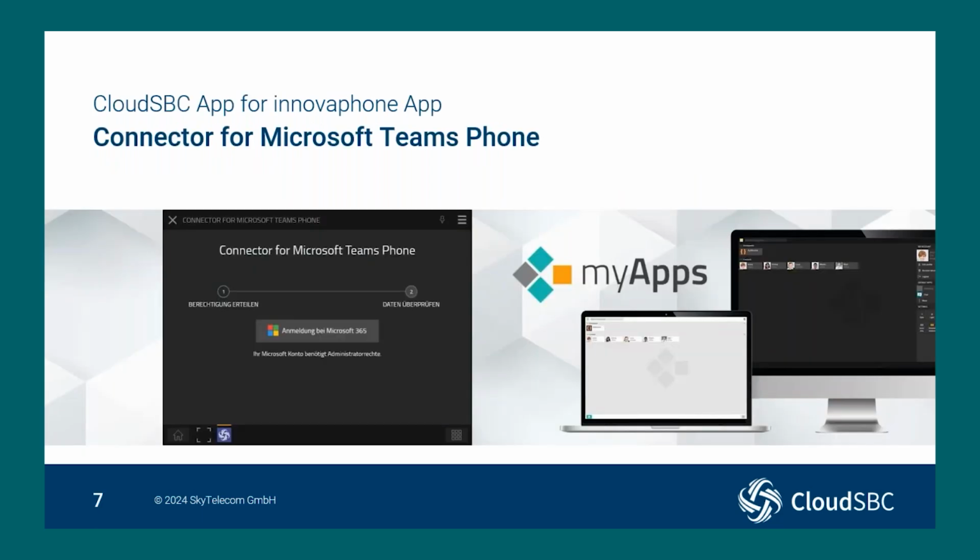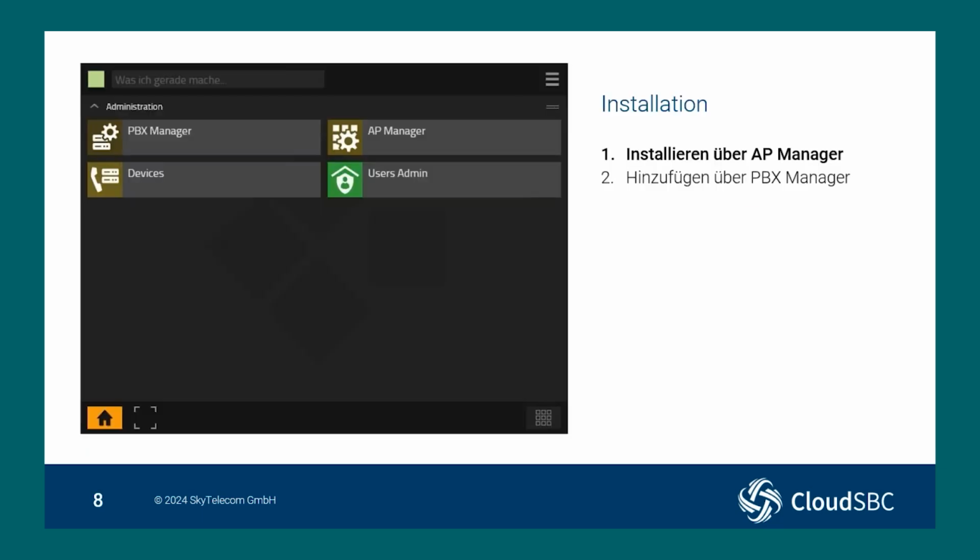So this was the connection between the CloudSBC and Microsoft, which is already done. You don't have to deal with that. To phone systems, we have a SIP TLS connection, but especially for Innovaphone, we have a deeper integration with our connector app, which has been available for some months now in the App Store. I want to show you some benefits of this, which make it even easier to set up this scenario.